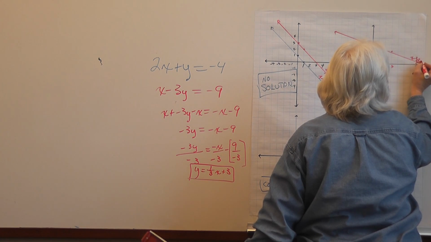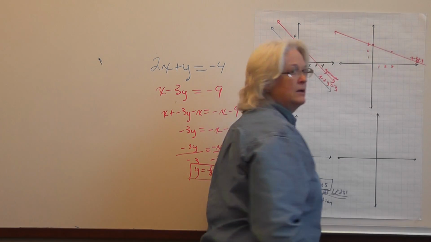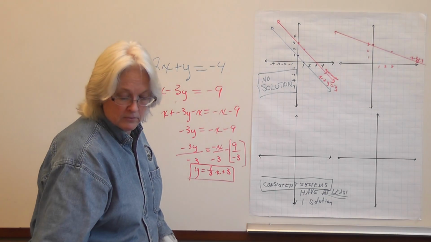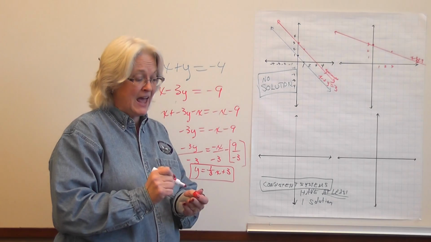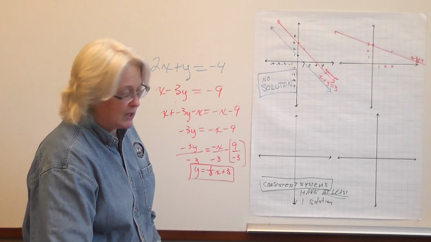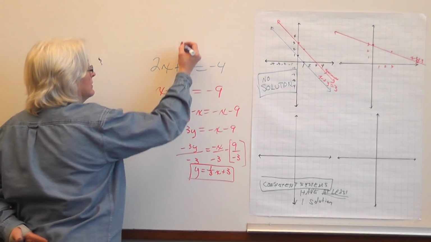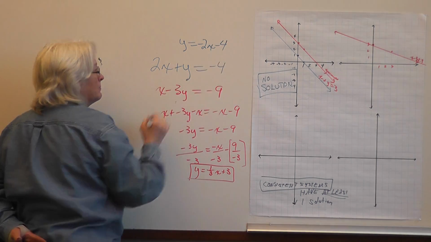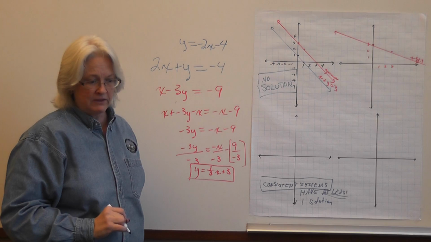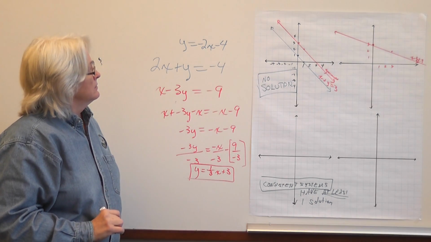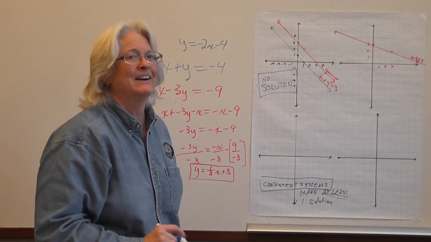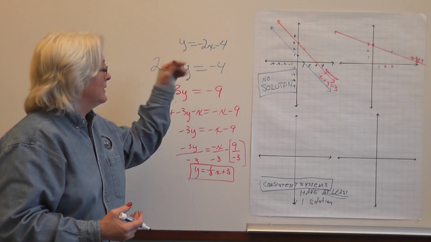Minus 3y is negative 9. Now we need to take our second equation here and put that in slope-intercept form of a line. What do we have? We have y is equal to negative 2x minus 4. So we have a negative slope here.